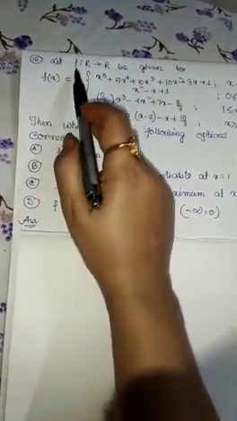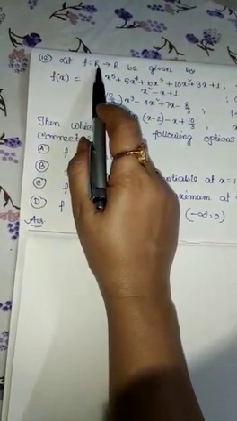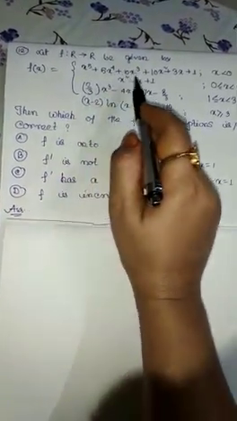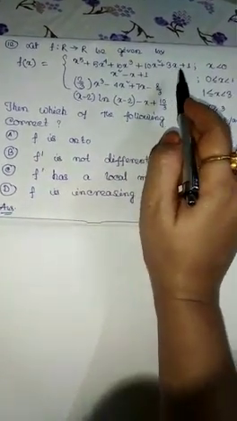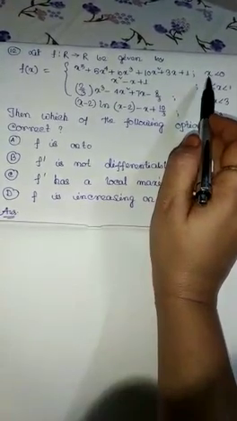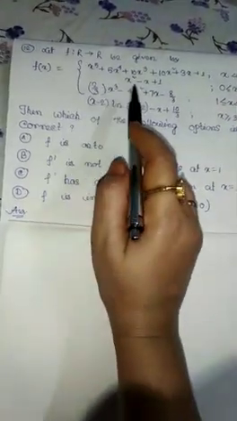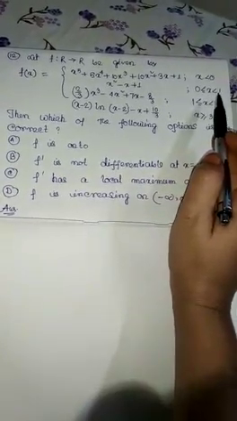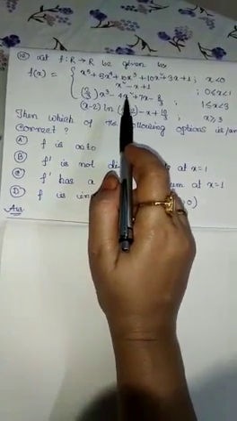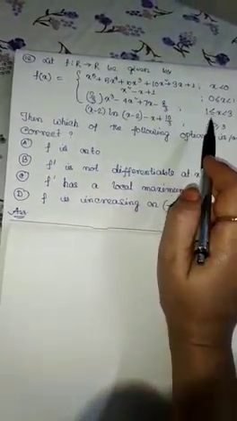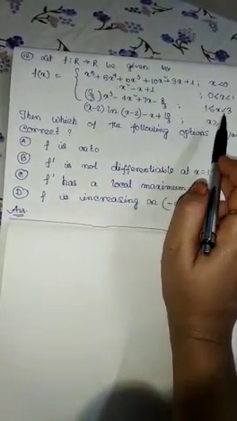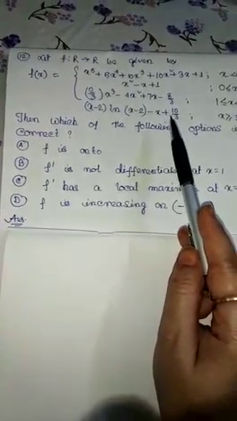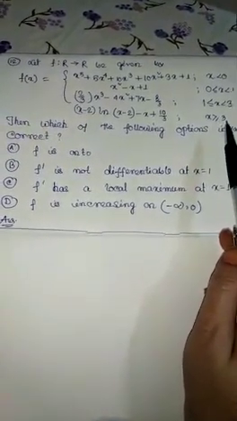Question number 12. Let f from R to R be given by f(x) = x^5 + x^4 + 10x^3 + 10x^2 + 3x + 1 for x less than 0, x^2 - x + 1 for all 0 ≤ x < 1, 2/3 x^3 - 4x^2 + 7x - 8/3 for all 1 ≤ x < 3, and x - 2 log(x - 2) - x + 10/3 for x ≥ 3.